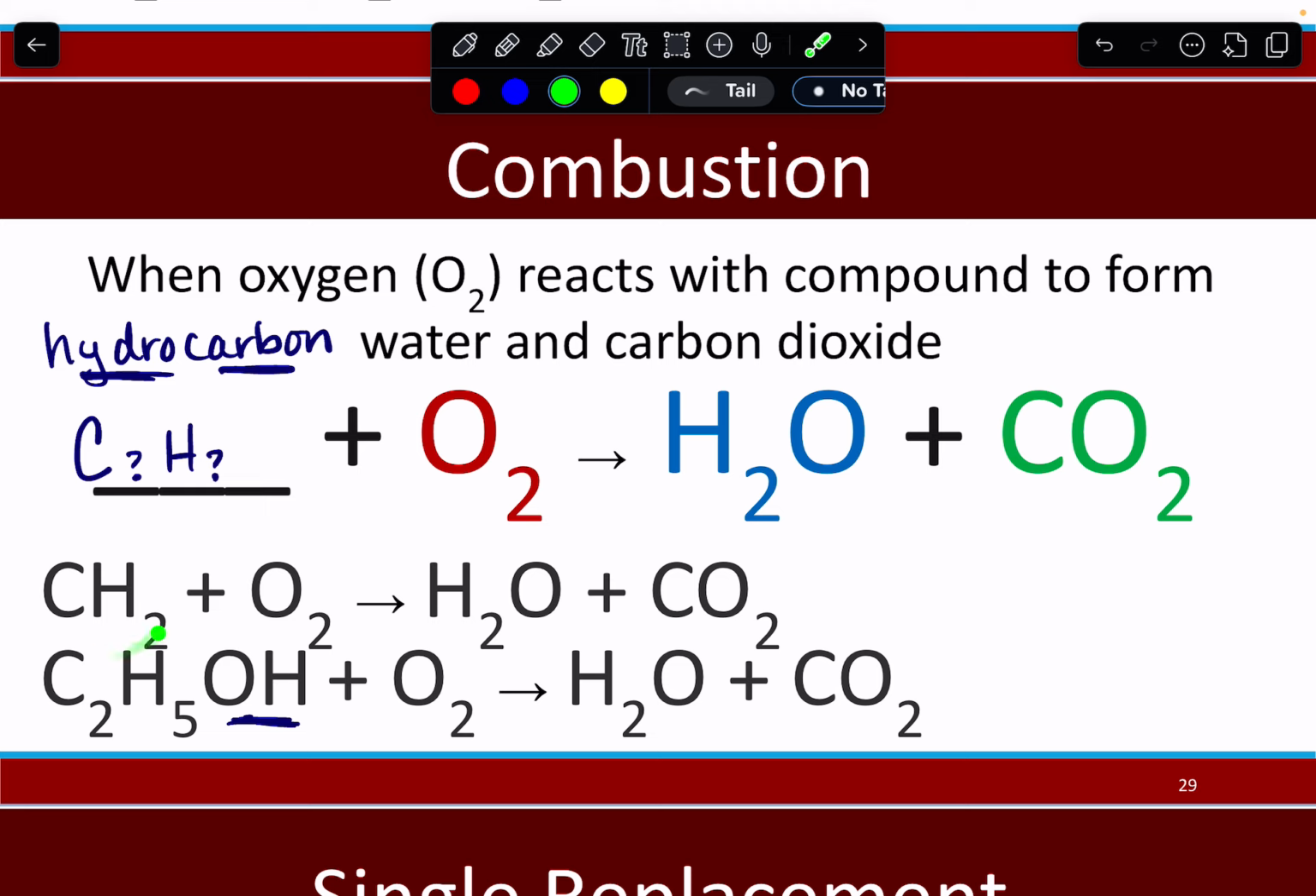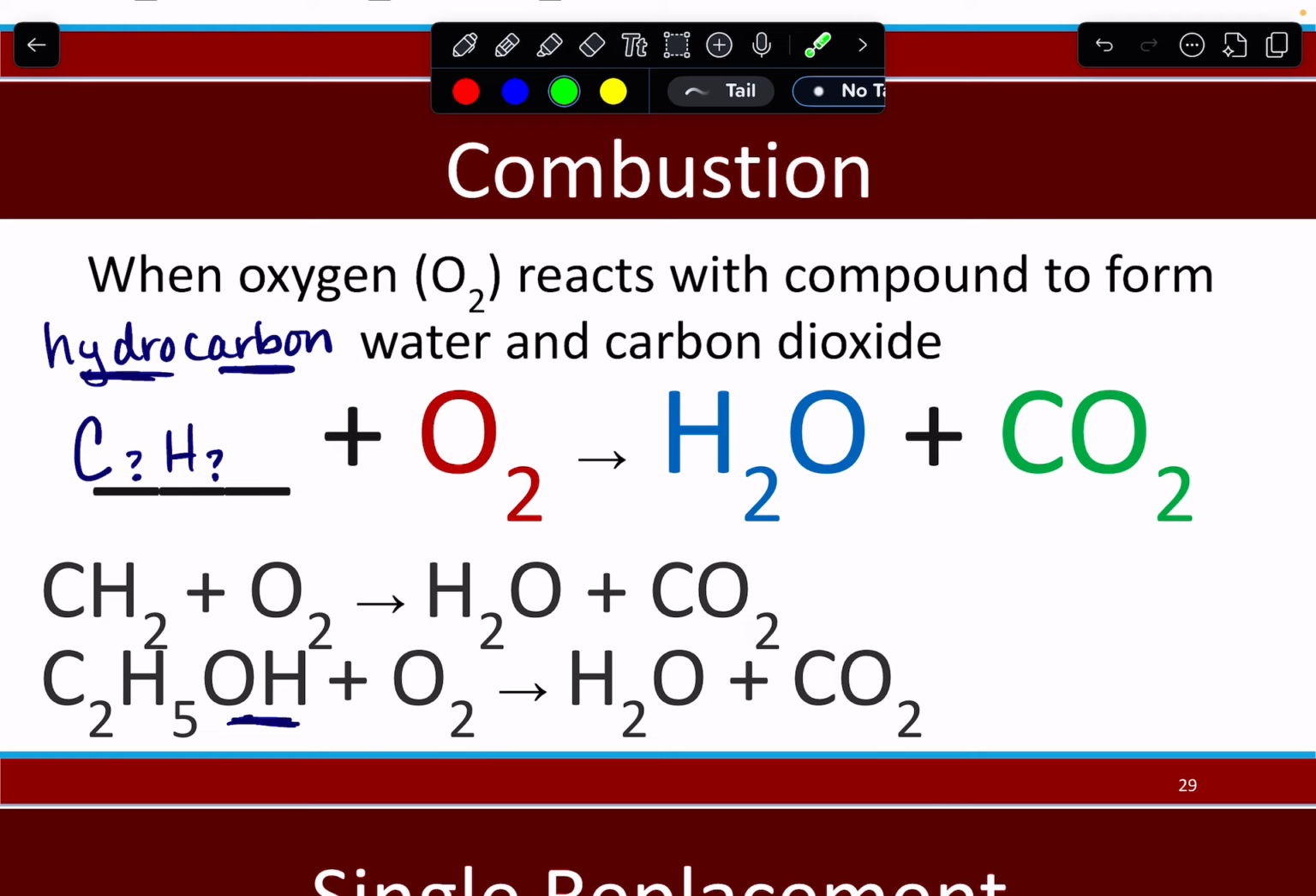In some kind of a ratio, it reacts with oxygen, and then it's going to produce water and carbon dioxide always. A second hydrocarbon has carbon, hydrogen, and then a little extra OH group on there, which is fine because it does have a carbon and hydrogen. That's the important thing. It combines with oxygen, that's key too, it must always have oxygen. And then again, your products are always water and carbon dioxide.